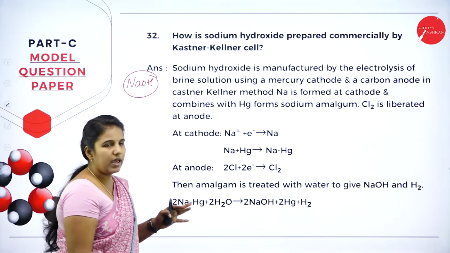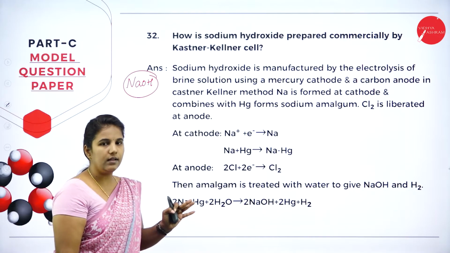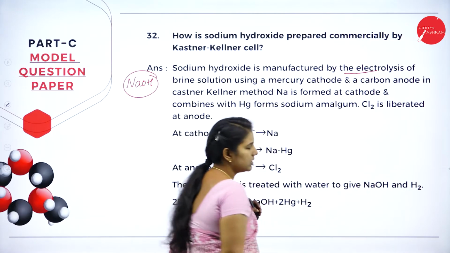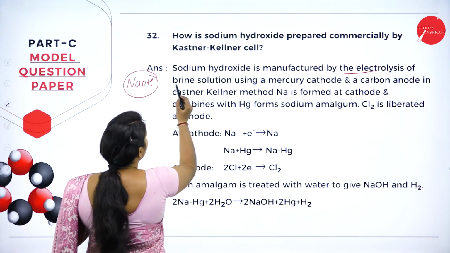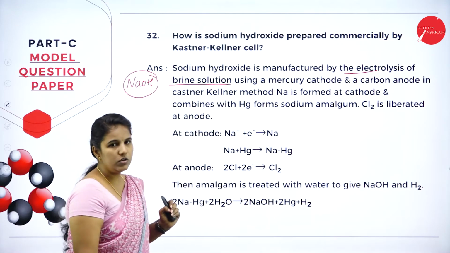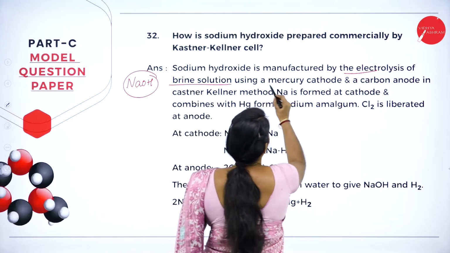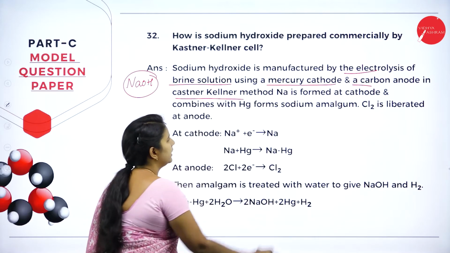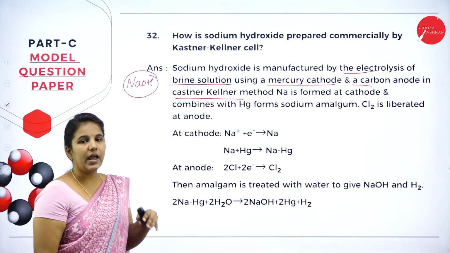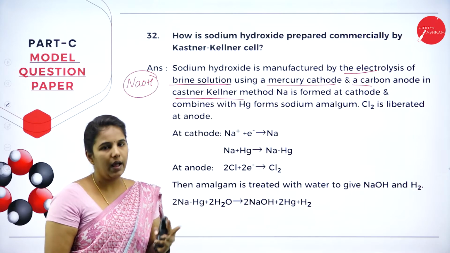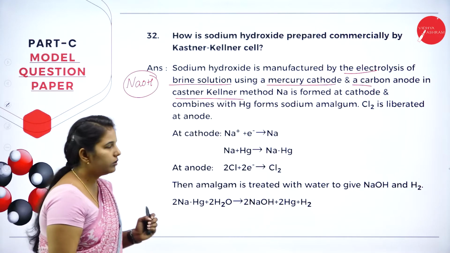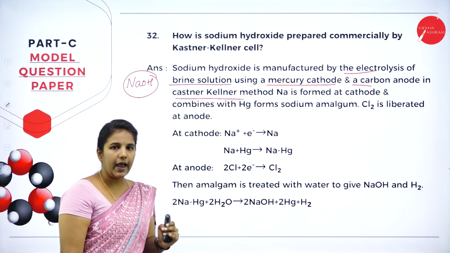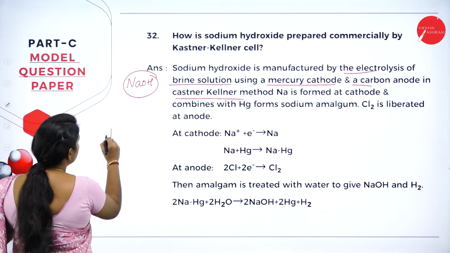Sodium hydroxide is manufactured by taking brine solution and doing electrolysis. By electrolysis of brine solution, using mercury as a cathode and carbon as an anode in the Castner-Kellner process, we can prepare sodium hydroxide. So what do they use? They take mercury as a cathode, carbon as an anode, and the brine solution.